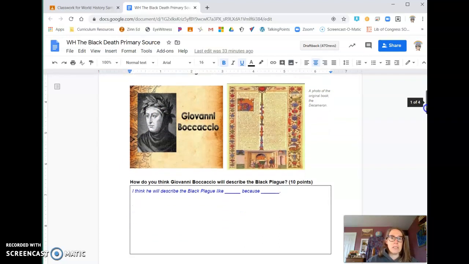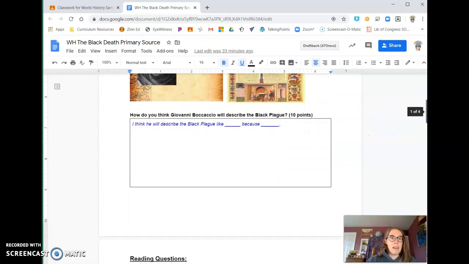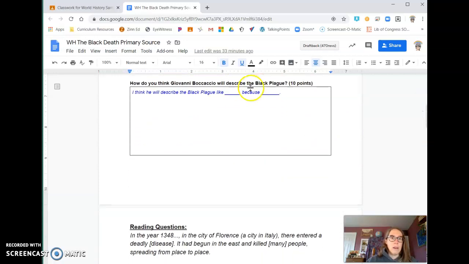What? So there's his beautiful picture. There's a photo of the book. Look how fancy it is. And then you will answer this question. How do you think Giovanni Boccaccio will describe the Black Plague? And I've provided you a sentence stem that you can use to help you write your answer.